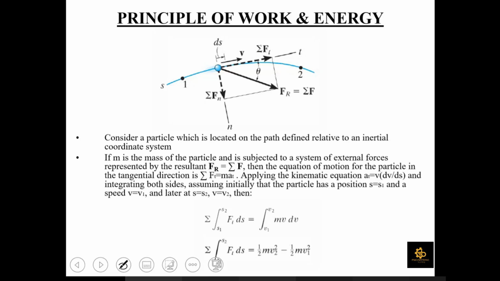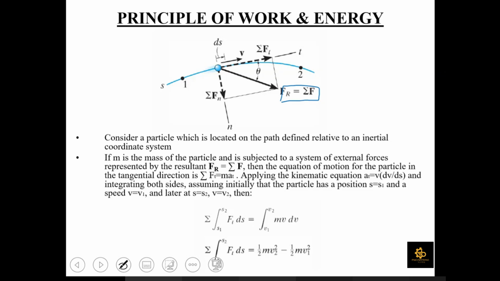Okay, now in order to understand this principle of work and energy, let us consider a particle which is located on the path defined relative to an inertial coordinate system. So this particle is moving on this path shown as the blue path here. If m is the mass of the particle and it is subjected to a system of external forces represented by Fr equal to summation Fn. So आपके पास क्या है कि ये particle जो है वो मुख्तलिफ forces के ऊपर act कर रही है, and the total unbalanced force acting on the particle is being represented here as summation F.